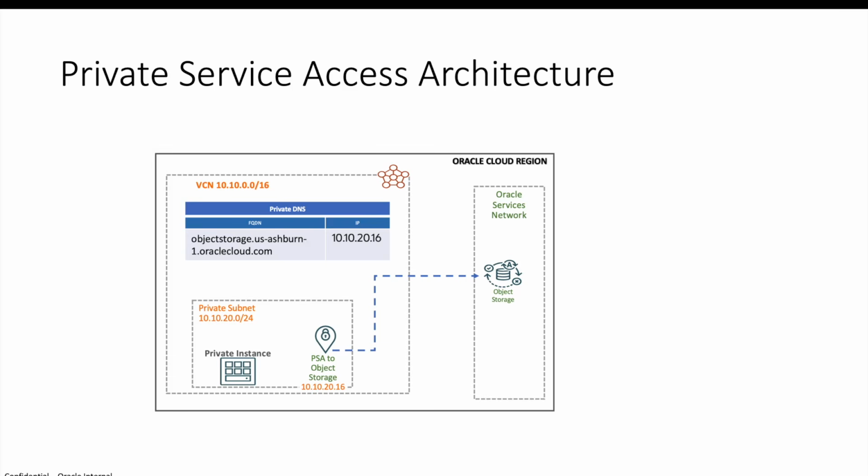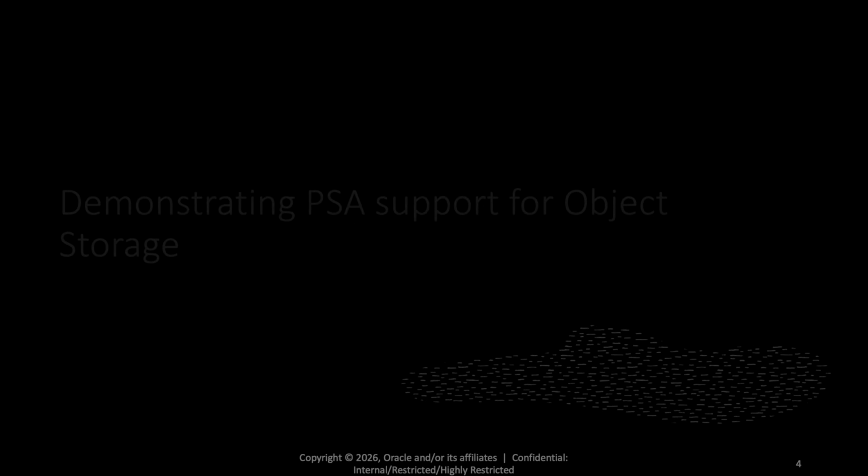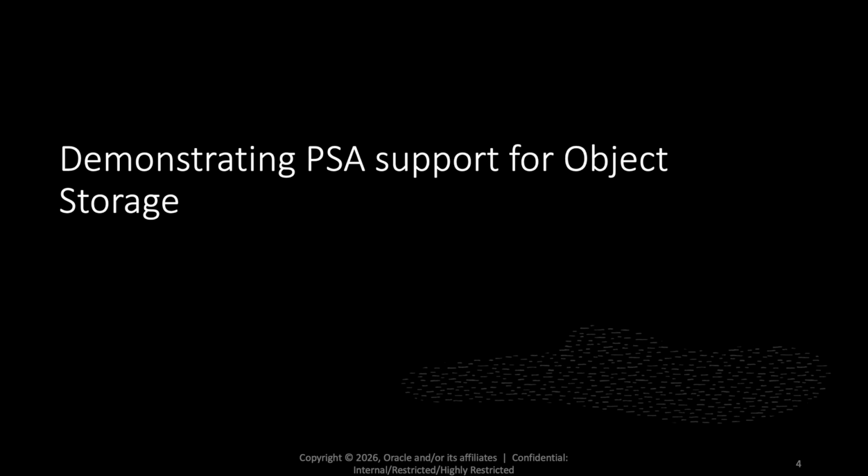The PSA endpoint securely connects workloads to Oracle services like Object Storage through Oracle's private network. Since the PSA endpoint behaves like a VNIC inside the VCN, administrators can apply security lists, network security groups, and zero trust packet routing policies for access control. PSA supports Object Storage, one of the most compelling use cases.